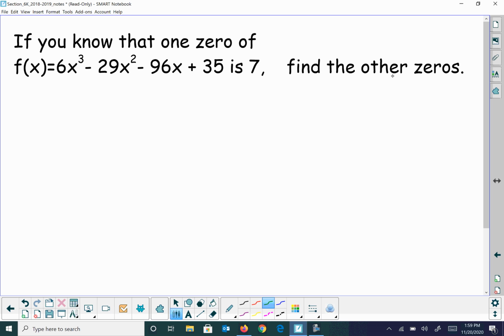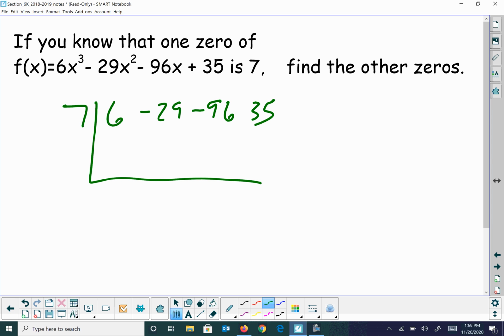All right, so if we know one of the zeros is at 7, meaning if I divide this by 7, that's going to work. So synthetically divide. I get 6, negative 29, negative 96, and 35. Bring this straight down. That gives me 42. What does that give me?